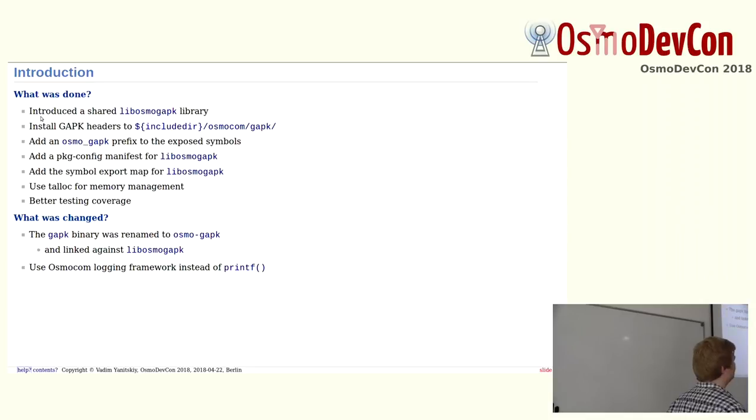And now we use the Talloc subsystem for managing memory, and we have a little bit better testing coverage, but not full yet. What was changed is that JPK was renamed to Osmo JPK, because many programs have this prefix, and it is linked against Libosmo JPK. Now we use the Osmocom logging framework instead of simple printf calls.